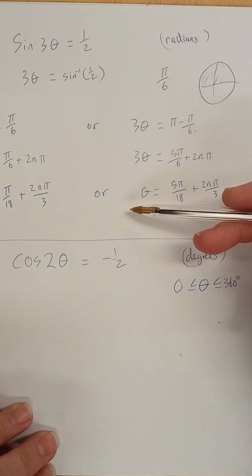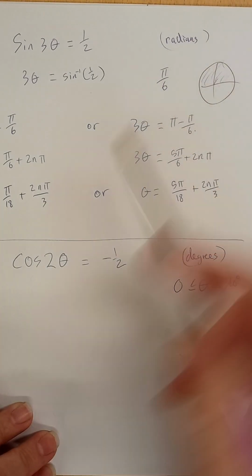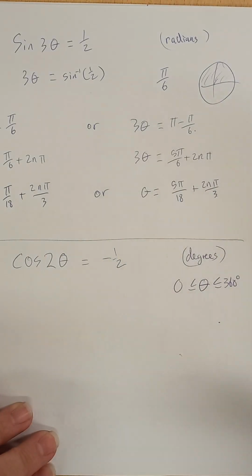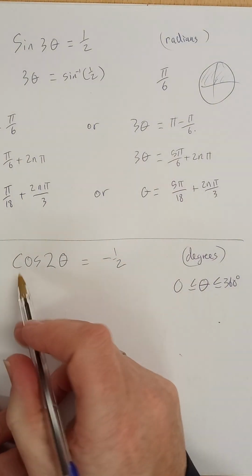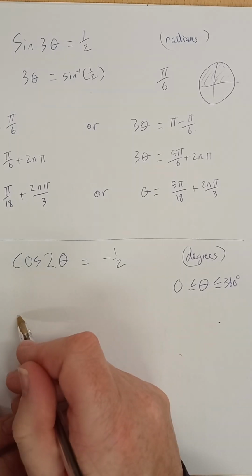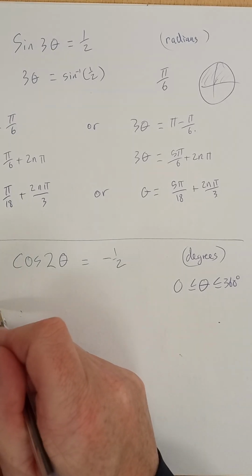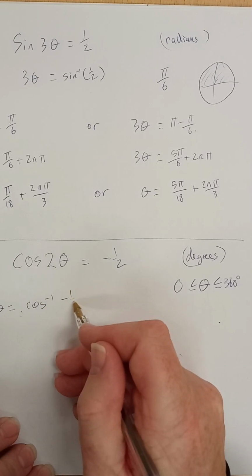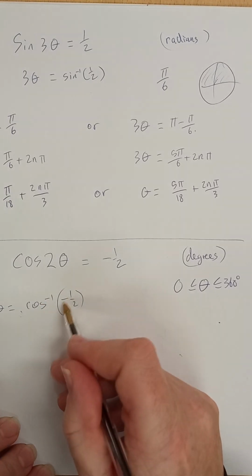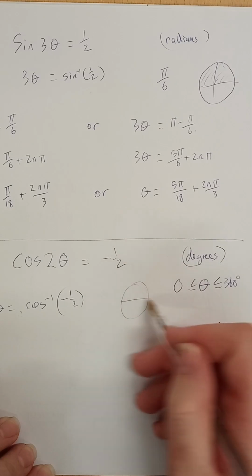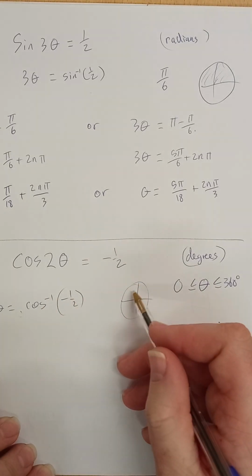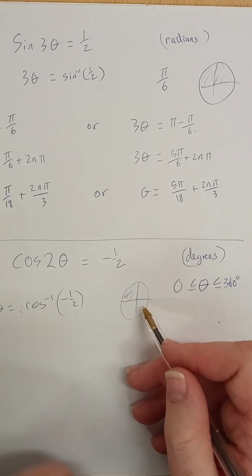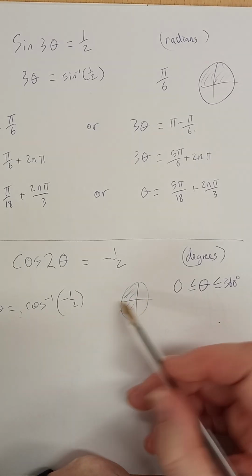So I'm going to do it virtually the same way. Here I'm set on doing it in degrees, except when I get down to here, I'm actually going to find answers to it. So first things first, let's remove the cos. So 2 theta is equal to the cos inverse of minus a half. So remember that minus just tells us where to look. So let's do our quick. Cos is negative here, and cos is negative here. So that's where I have to look.